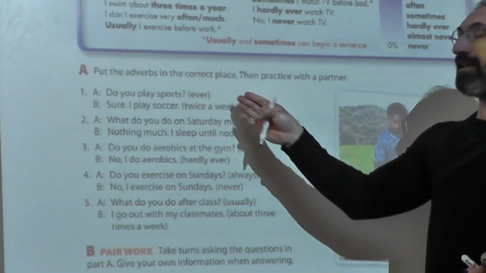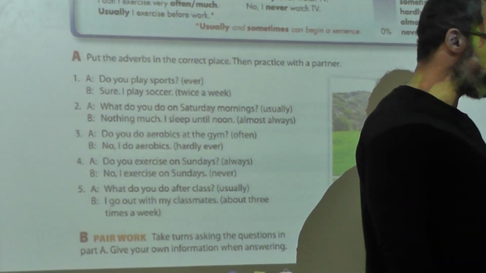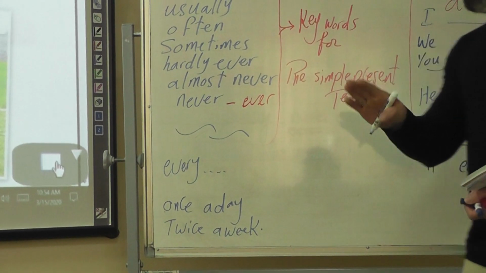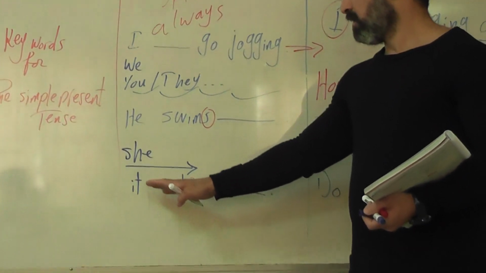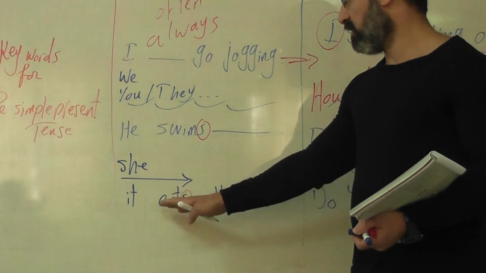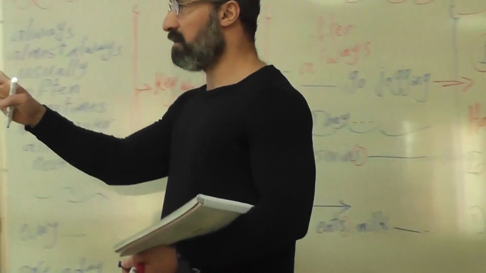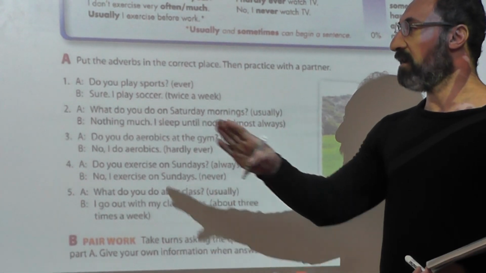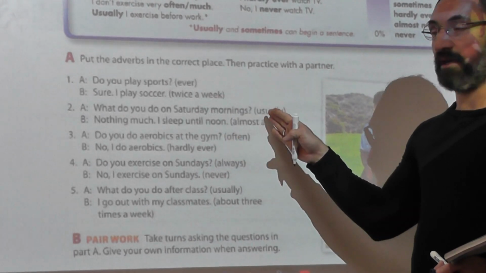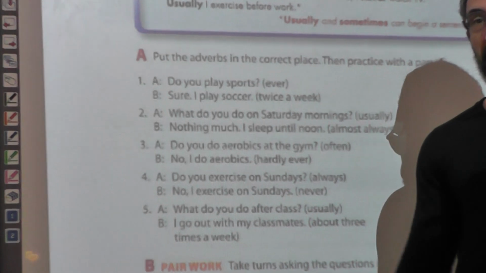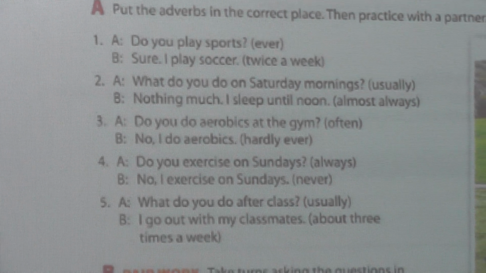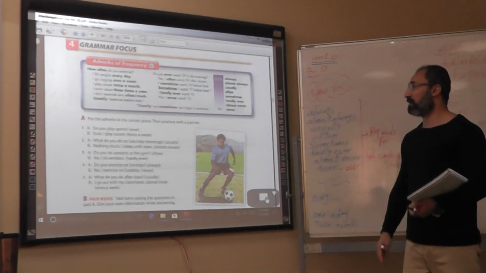Then, our answer: sure, I play soccer. I need to use twice a week. How can I use it? Don't forget that we have just said that once a day, twice a week should be put at the end of my sentence. For example, it eats milk once a day, it eats milk twice a week, and so on. Again, sure, I play soccer twice a week. Then we have items 2 through 5. Try to answer them as more practice, based on the adverbs of frequency. And if you have any more questions, never hesitate to refer to me on the website.